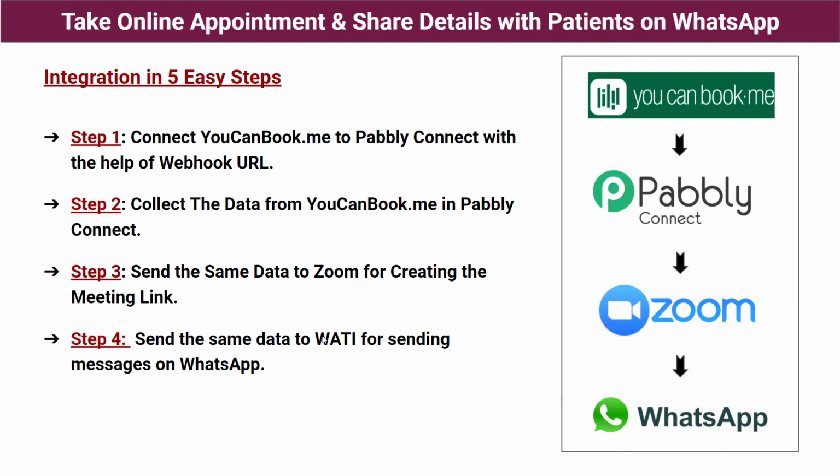You must be thinking, what is this term Vati and why did I use it? Let me tell you that Vati is WhatsApp's official API. We are using Vati to integrate WhatsApp with Pabbly Connect. Why? Because WhatsApp does not allow us to send messages directly. That is why we are using Vati software. So these are the steps we need to follow to create the automation between YouCanBook.me and WhatsApp.